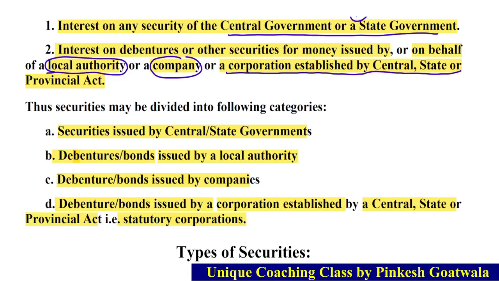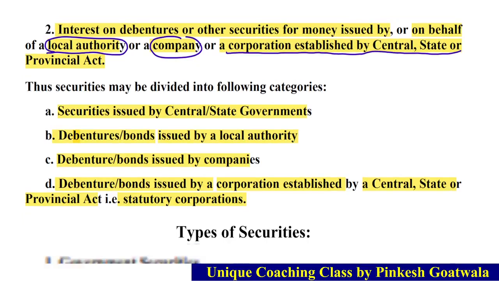So indirectly this definition tells that here we should consider four types of security issued by different authorities. Central or state government. Second, local authority. Third, company. And fourth, a corporation established by a central, state or provincial act. Clear? So here we consider interest on which security?